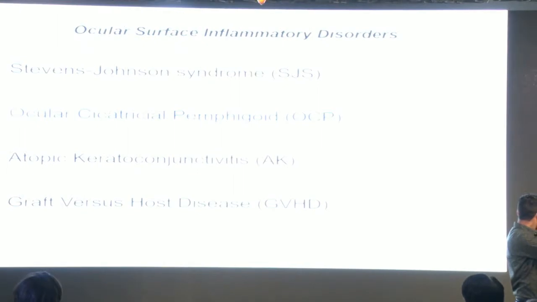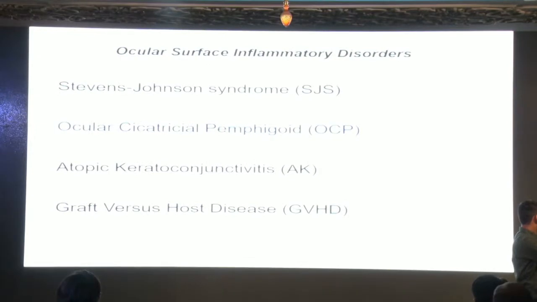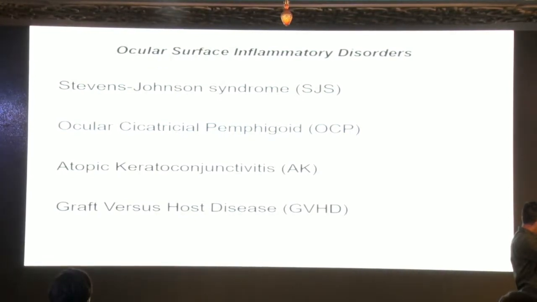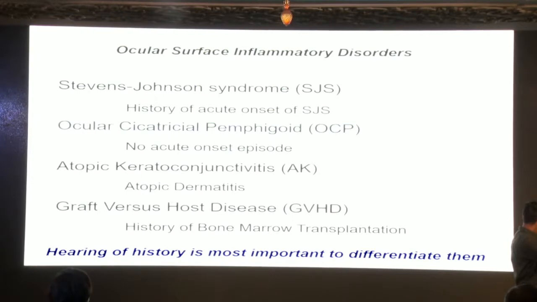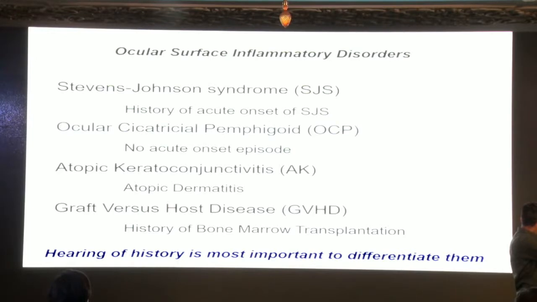Ocular surface inflammatory disorders consist of many kinds of ocular surface disease. For example, Stevens-Johnson syndrome, SJS, ocular cicatricial pemphigoid, OCP, atopic keratoconjunctivitis, AK, and graft-versus-host disease, GVHD. I think taking the history is most important to differentiate them.